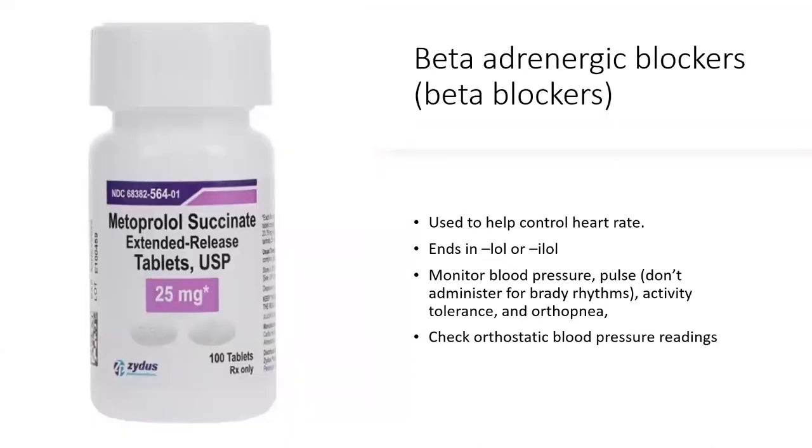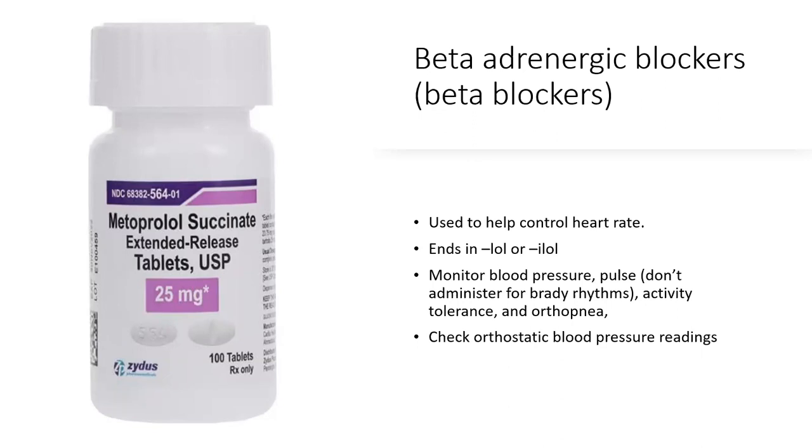Beta blockers are used to control heart rate. These usually end in -lol or -ilol. Monitor blood pressure, monitor your pulse. Don't administer for bradyrhythmias. So if you've got a patient who's on a beta blocker and their heart rate is less than 60, you want to clarify before you give it. You want to make sure that you're talking to the healthcare provider and seeing that they're okay if they're at one of those lower levels, lower than 60.